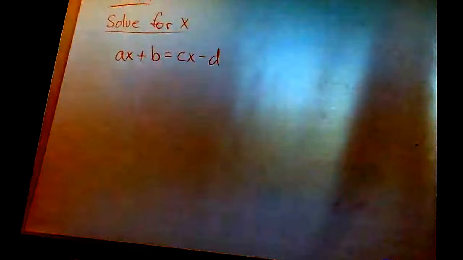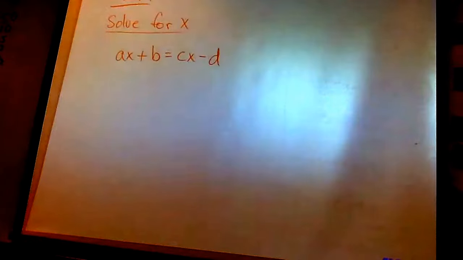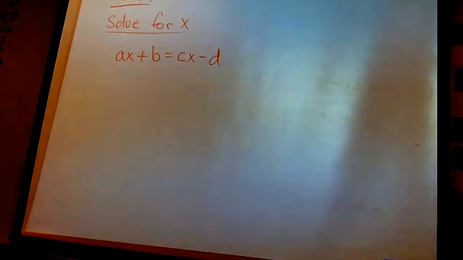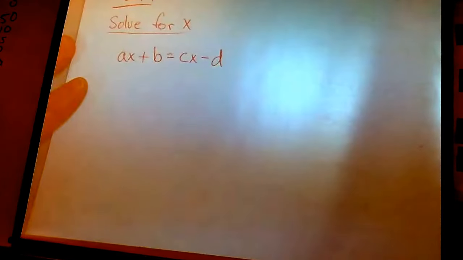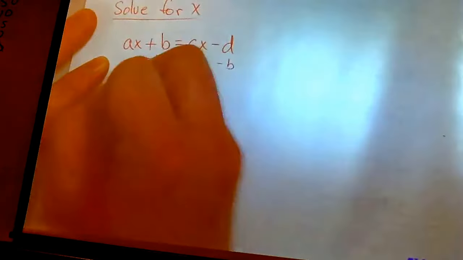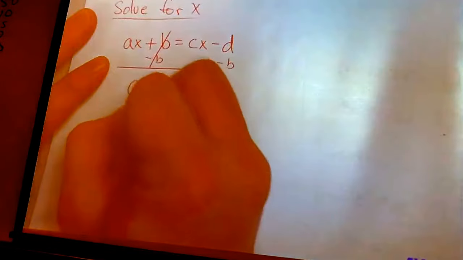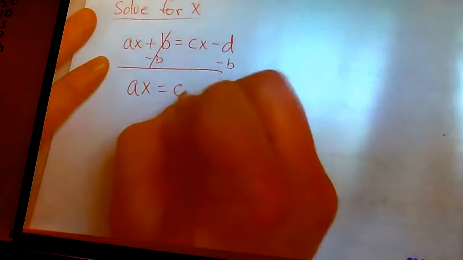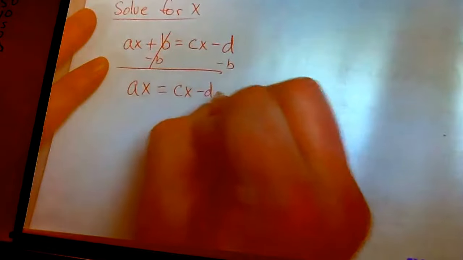Don't you do minus cx to ax? Minus b first. You guys are all correct. You want to get the stuff with the x's on one side, and the other letters without the x's on the other side. Minus cx or minus b? Either way, you're going to do both, but one or the other first. We can minus b first. So that's gone. So we got ax equals cx minus d minus b.